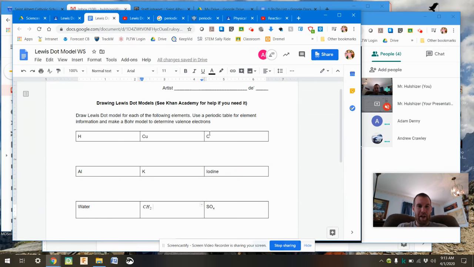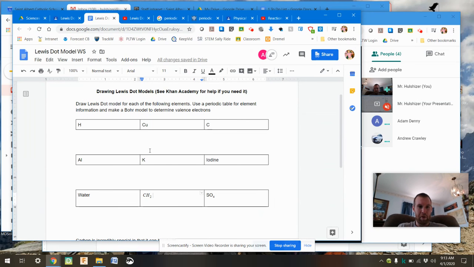So if we're drawing Lewis dot models, let's roll through aluminum here, for example. Now let's not go aluminum, let's go iodine. So iodine, the first thing to do would be find out how many electrons iodine's going to have, because to draw a Lewis dot model, we're just going to draw the valence electrons that are around it. So we need to first find out that.